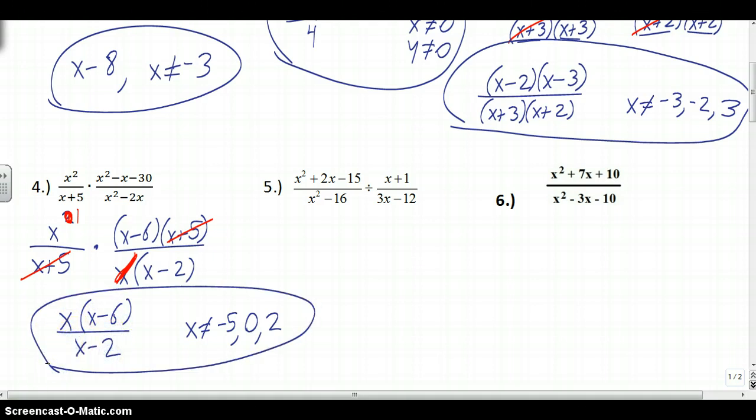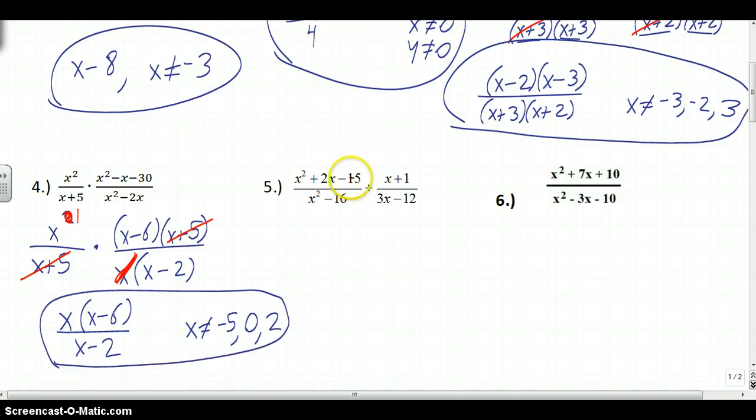Be aware, too, you could distribute that x in the top if you wanted to. Let me get rid of my circle. Didn't leave myself enough room there. This one, number 5, is division. So I know I'm going to have to keep, flip, change. So, keep the first fraction.